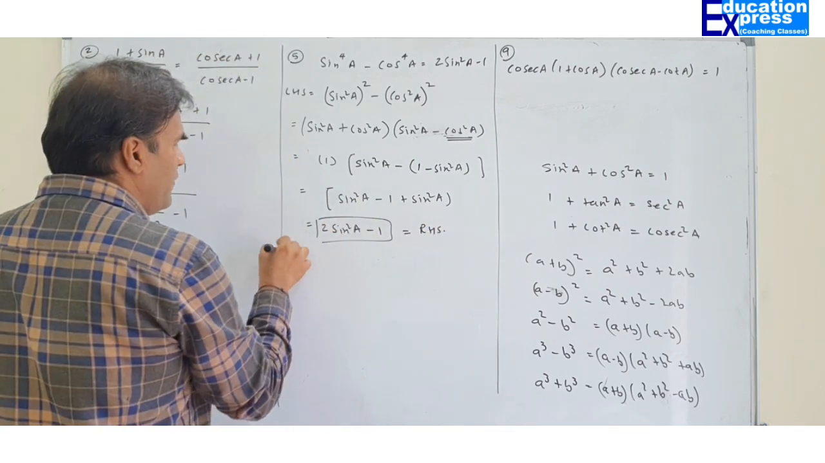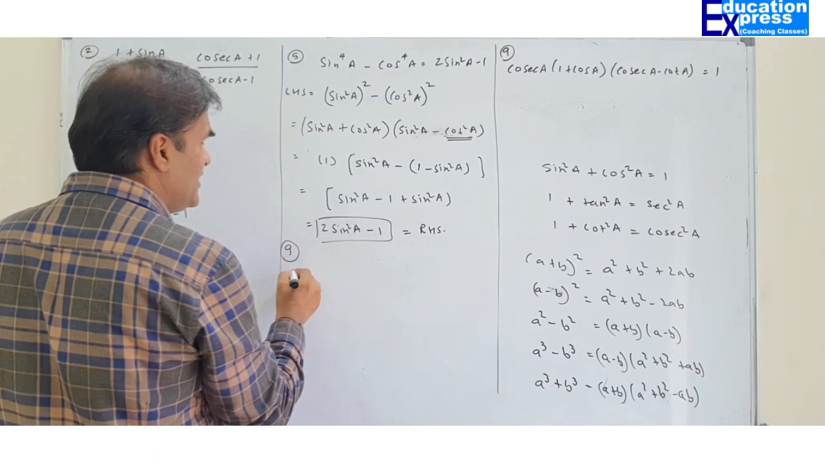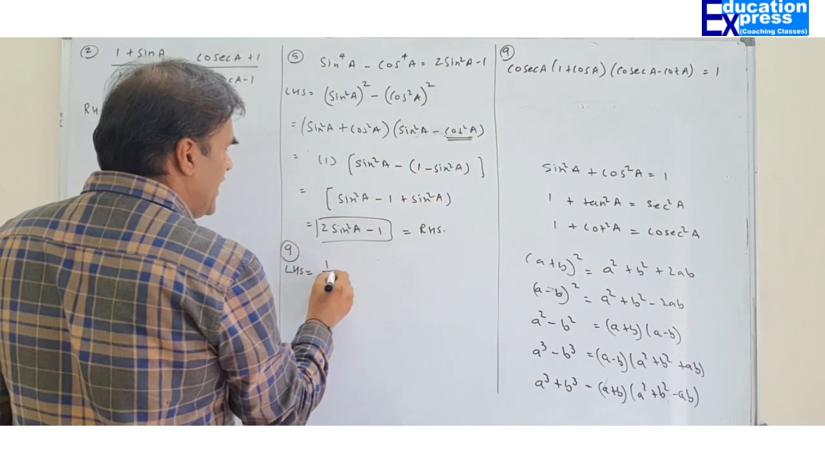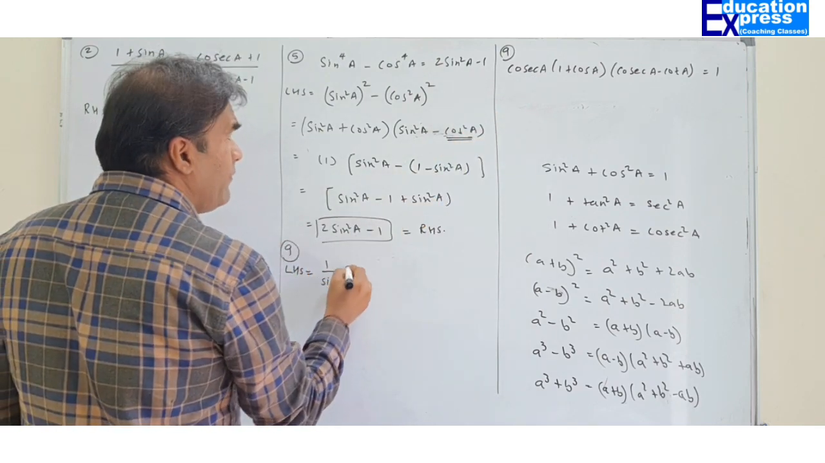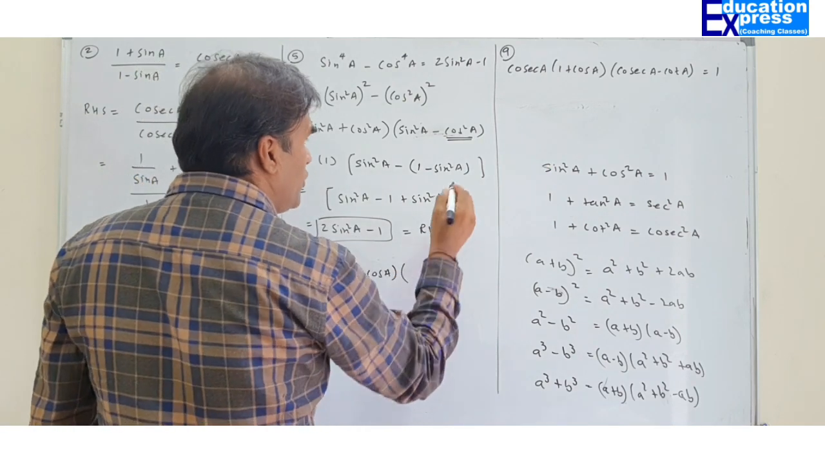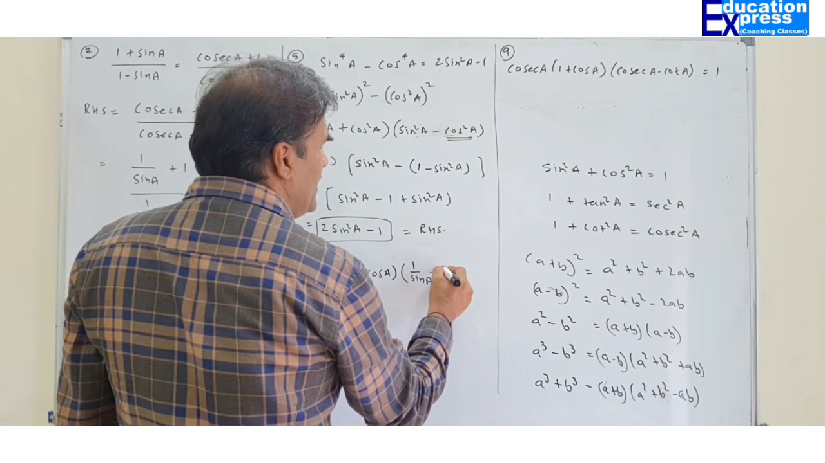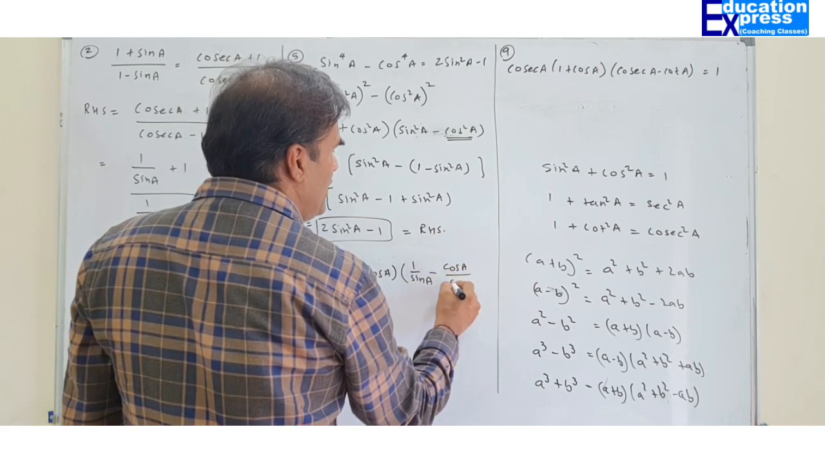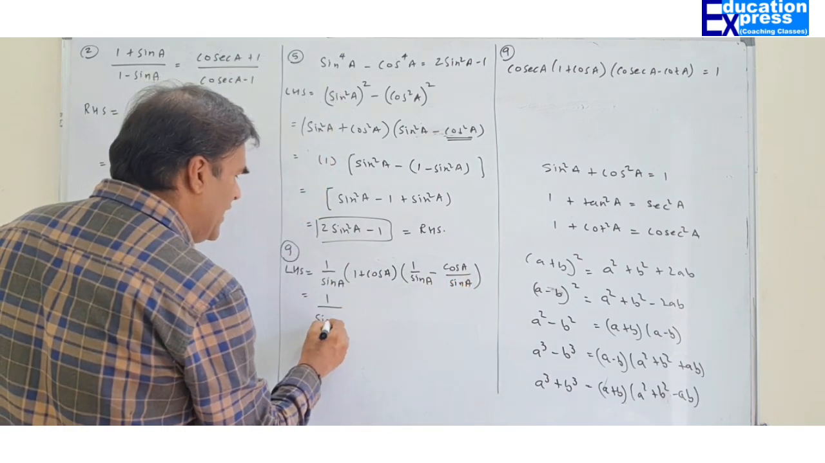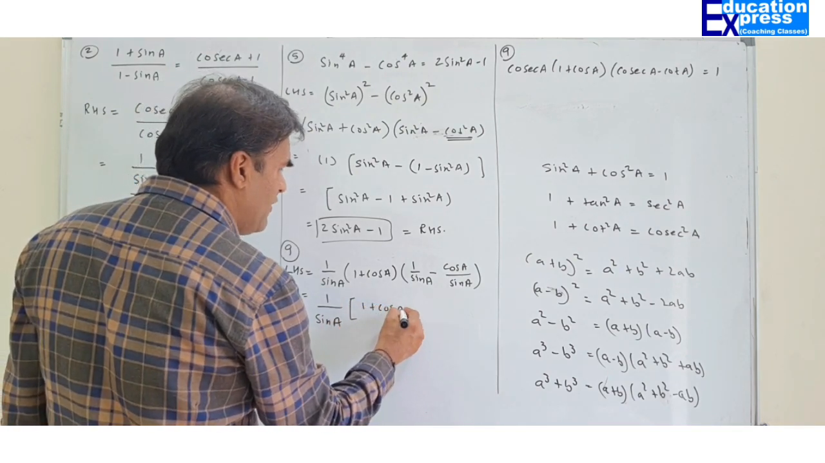Question number 9. This is the question number 9. Let's start with LHS. Cosec A. You all know cosec A is nothing but 1 upon sine A. 1 plus cos A. Again we have a bracket. Cosec A is 1 upon sine A. And yes, cot A is cos A upon sine A. Wonderful. So we have 1 upon sine A. Inside the bracket we have 1 plus cos A.